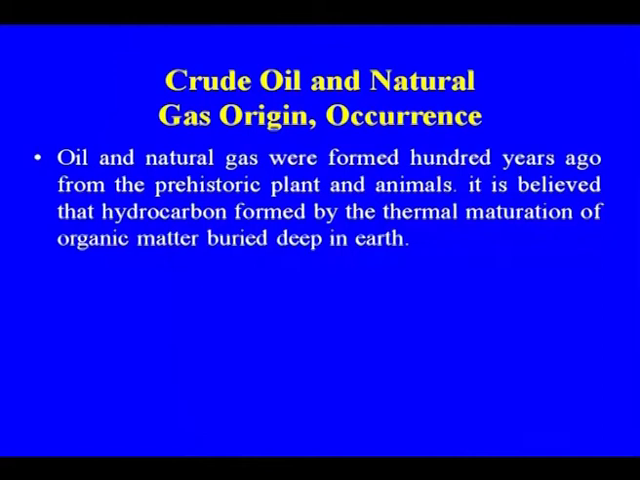Now let us come to a brief history of the origin and occurrence of oil and natural gas. You see, oil and natural gas were formed 100 years ago from prehistoric plants and animals. It is believed that the hydrocarbon formed by the thermal maturation of organic matter buried deep in the earth, just like the coal formation. That took 100 years, 1000 years you can say, for transforming from its original form to the oil.